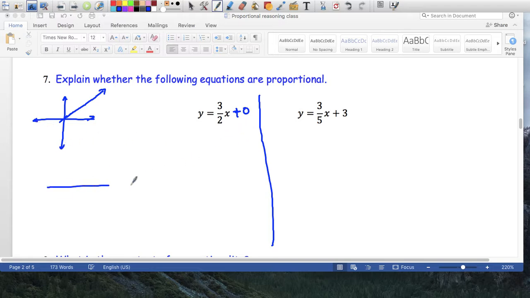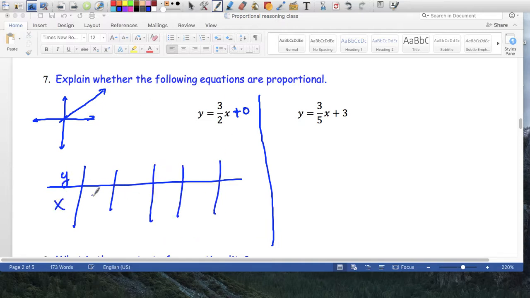I'm going to take another approach and show you that with a table. So I'm going to pick some values, 0, 1, 2, 3, that's it, and let's see what happens. I'm going to change this equation just to write 1.5x, because it's easier to multiply. When x equals 0, it's 1.5 times 0, so y would be 0, and that would be 1 point on that line.